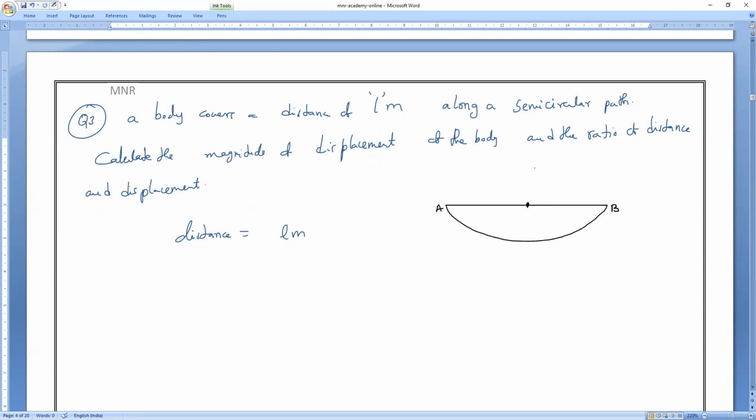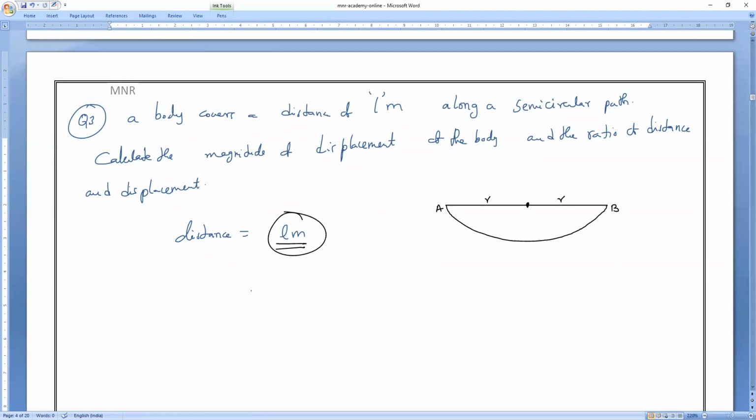Diameter. What did we used to call it? Everybody? Diameter. Diameter means from here to here, radius; from here to here is also radius. Now observe very carefully and tell me, if R is the radius of the semicircular path, given that, what is the length traveled by the body?